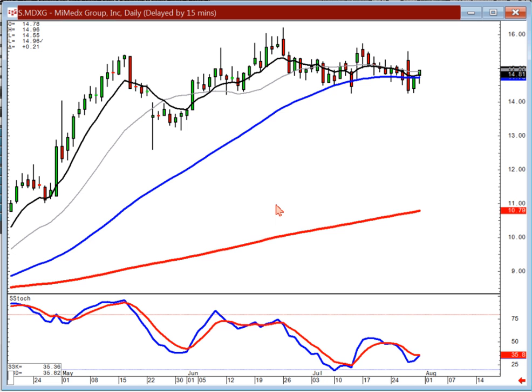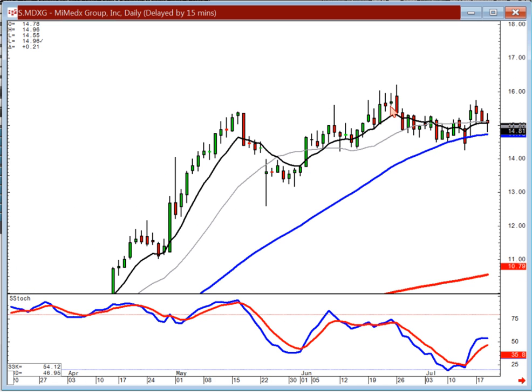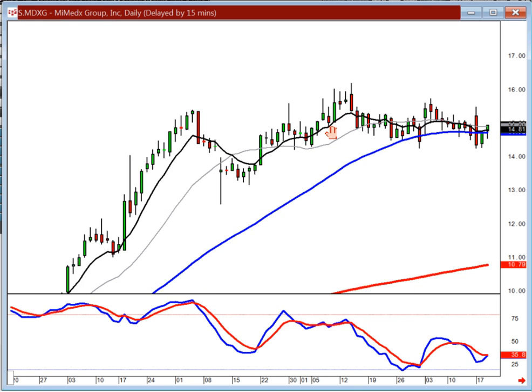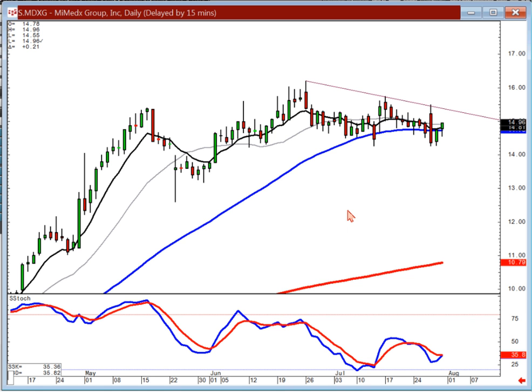MDXG, kind of the same scenario. I probably wouldn't be involved with this one until it breaks out through the top of that resistance level. I want to see it get through the tops. Right now, it's not moving in any direction. MT, I don't think I can get that on this system.